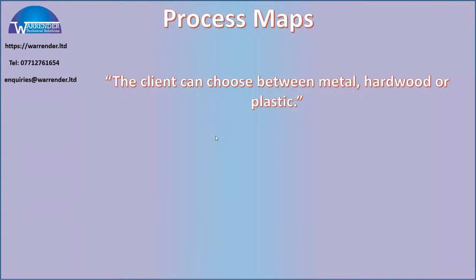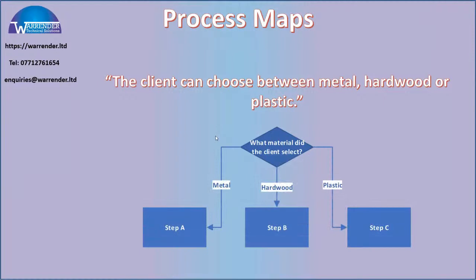But the reason why I say binary is, take this option here. The client can choose between metal, hardwood, and plastic. You could put this in a process map like this. It's not the way I would do it. You could say, what material did the client select? Did they select metal? Did they select hardwood, plastic, and go on from there?